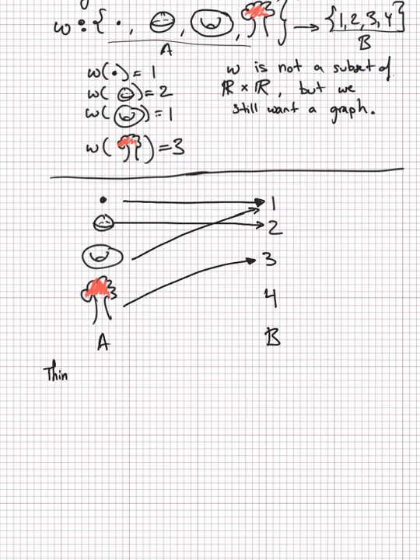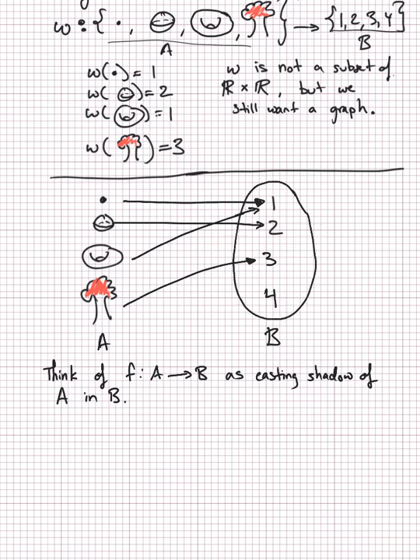You can think of this function as casting some sort of shadow, a shadow of A in B. So you imagine standing on this set B, looking above you in the set A and seeing what you see in the set A that gets sent to you.